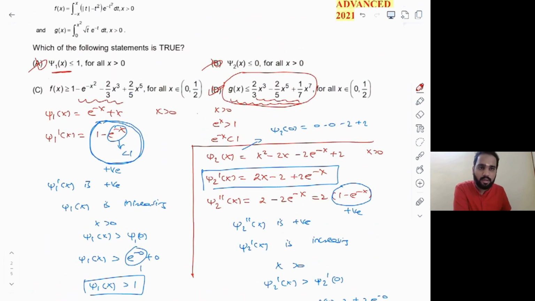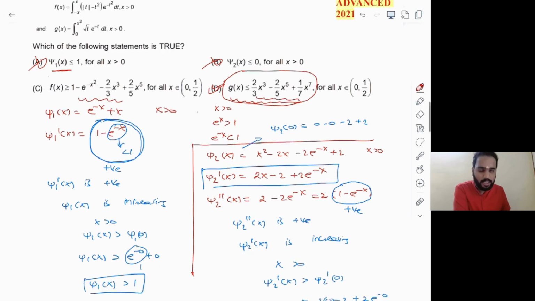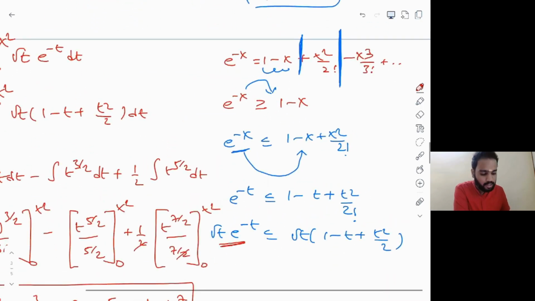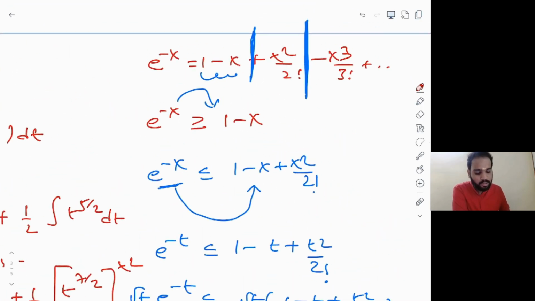Okay. So this is the idea behind this option C and D, which is very, very important. That is, you should know where to cut the expansion. So once again, how did we cut the expansion? The simple logic is when you have a decreasing function and an alternating plus or minus expansion, if you cut after a negative term, then that becomes the lower bound like this. Lower bound means e power minus x will be greater than or equal to 1 minus x. Okay, so this is the lower bound here.